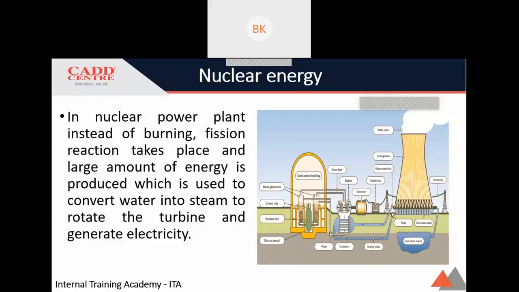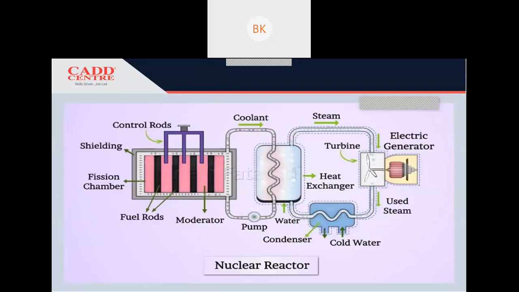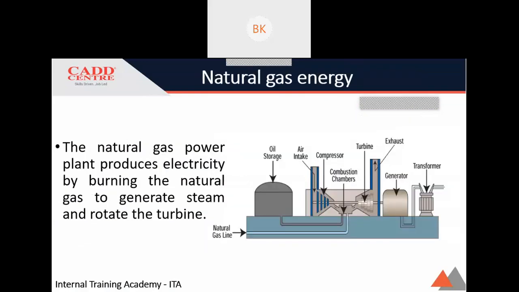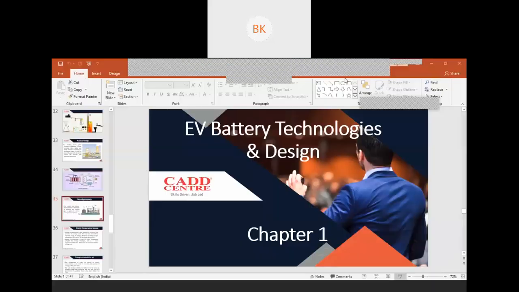Then nuclear energy is similar: again chemical energy is converted into heat, heat into kinetic, and kinetic into electrical energy. The same thing happens with natural gas also. These are the different examples of energy conversion.